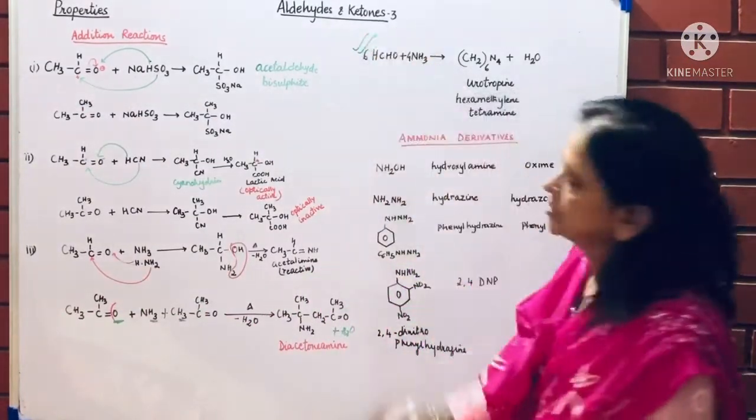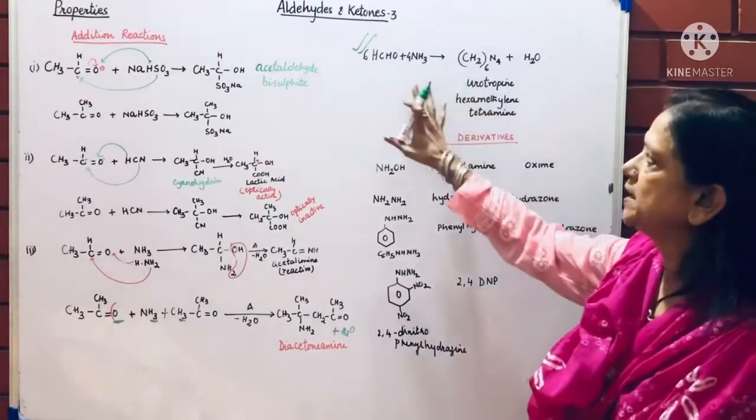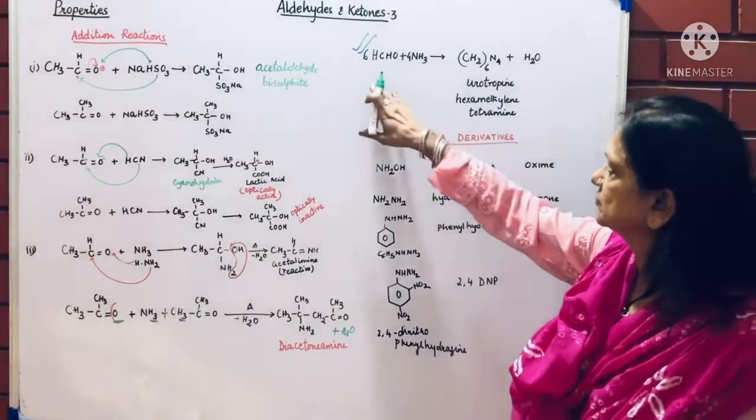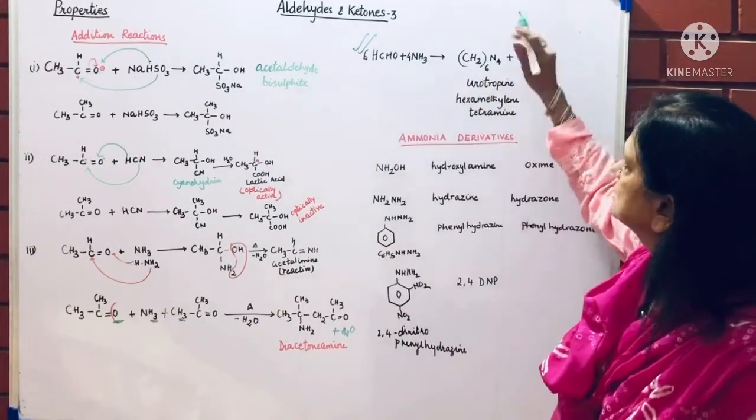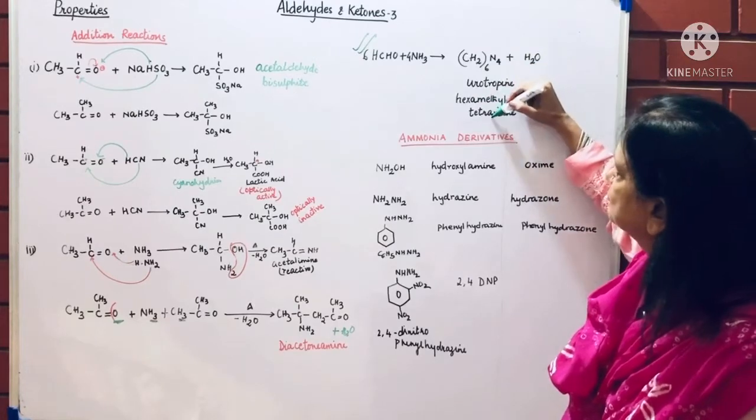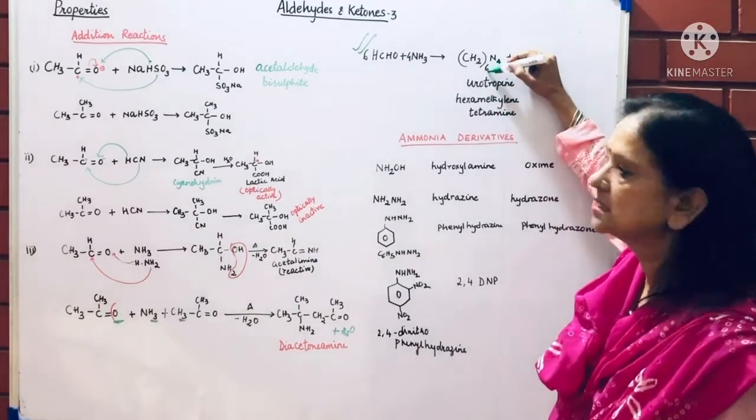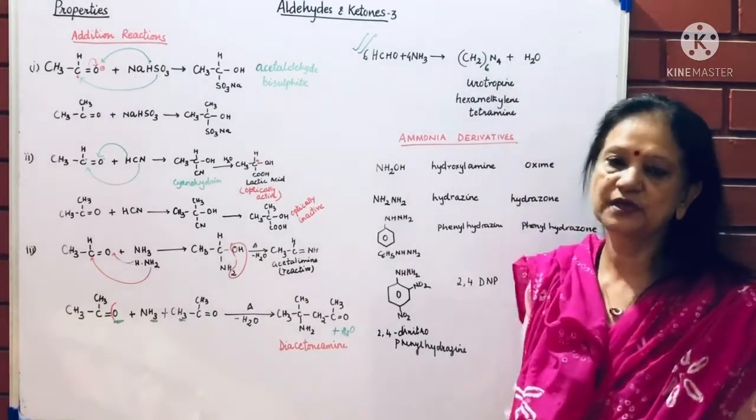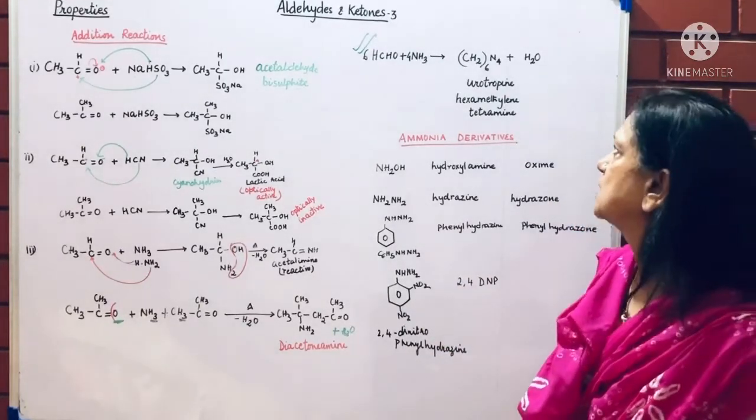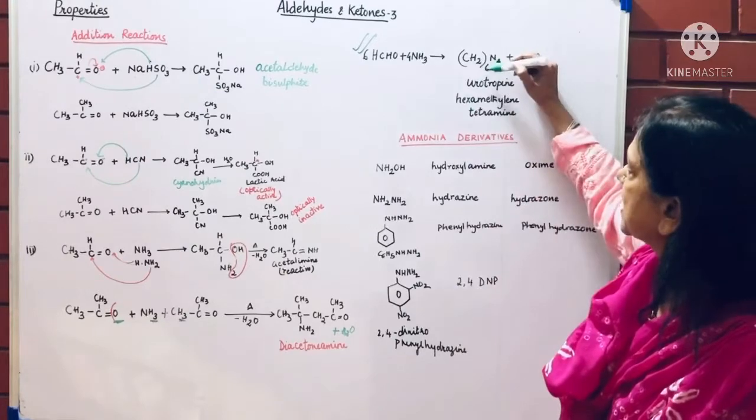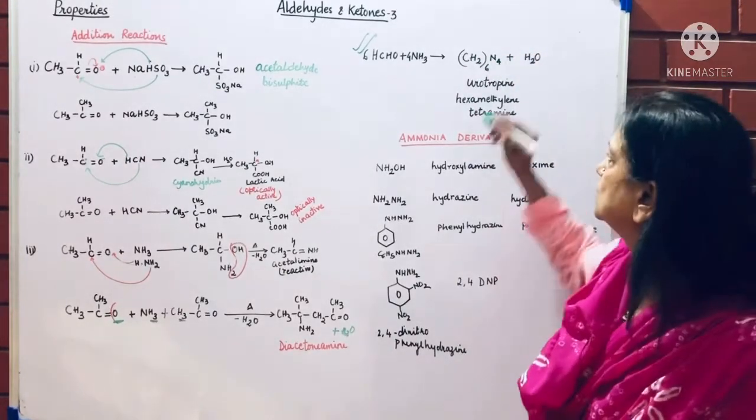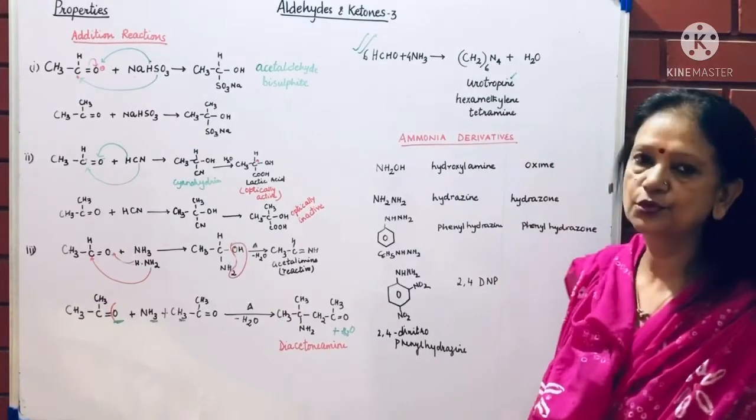Again, an important reaction. I am not telling you the formation or structure of this. You will remember it as the product. Firstly, the product is hexamethylene tetraamine. Hexa means 6. Methylene means CH2. When I write CH3, it is methyl. When I write CH2, it becomes methylene. So hexamethylene tetraamine is the product, also commonly called urotropin.